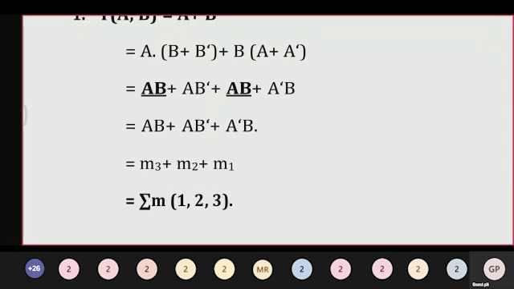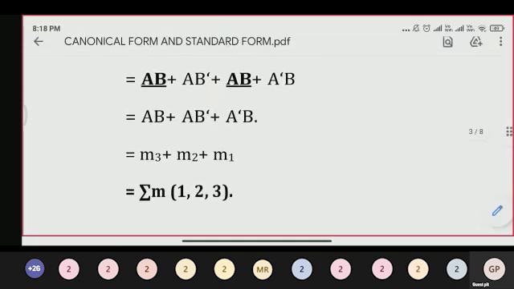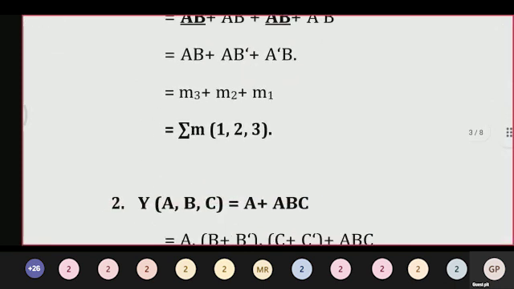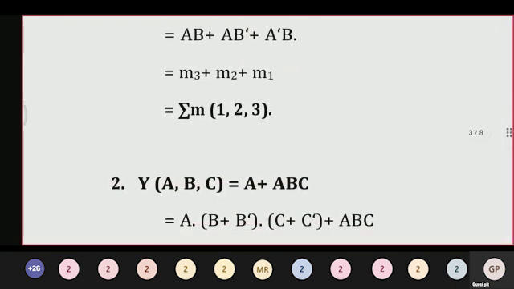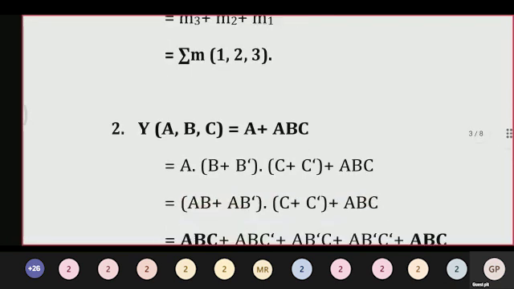Next one, the third product term A bar B. A bar B is nothing but 0 1. 0 1 corresponds to the min term m1. So finally, you are having summation of min terms 1, 2, 3. This will be your answer.